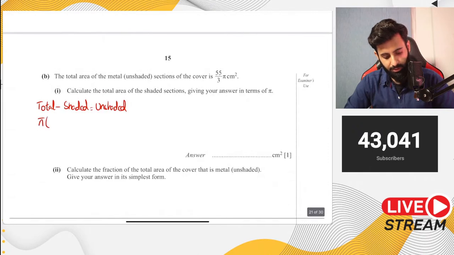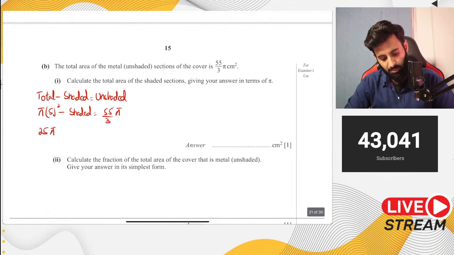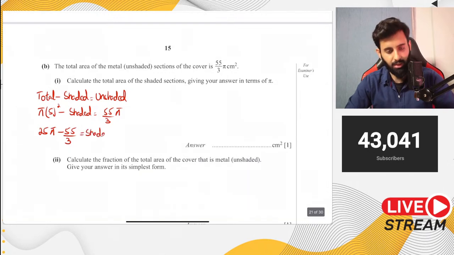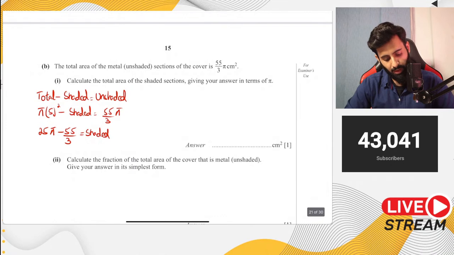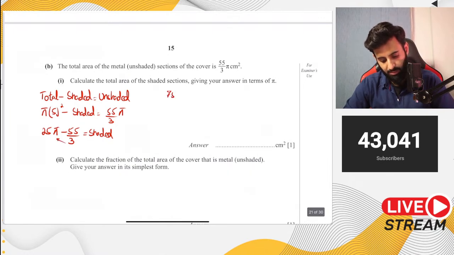So here's what we're going to do. Pi into 5 squared minus the shaded, which we don't know, equals 55 upon 3 pi. So here we have 25 pi minus 55 upon 3, which is equal to the shaded area. Now, if you work this out, let's see, what do we get? 25 into 3 is 75. So 75 minus 55 upon 3. And of course, don't forget the pi. So 75 minus 55 is 20, so we have 20 upon 3 pi, and there you go. That's your answer. 20 upon 3 pi centimeter squared.